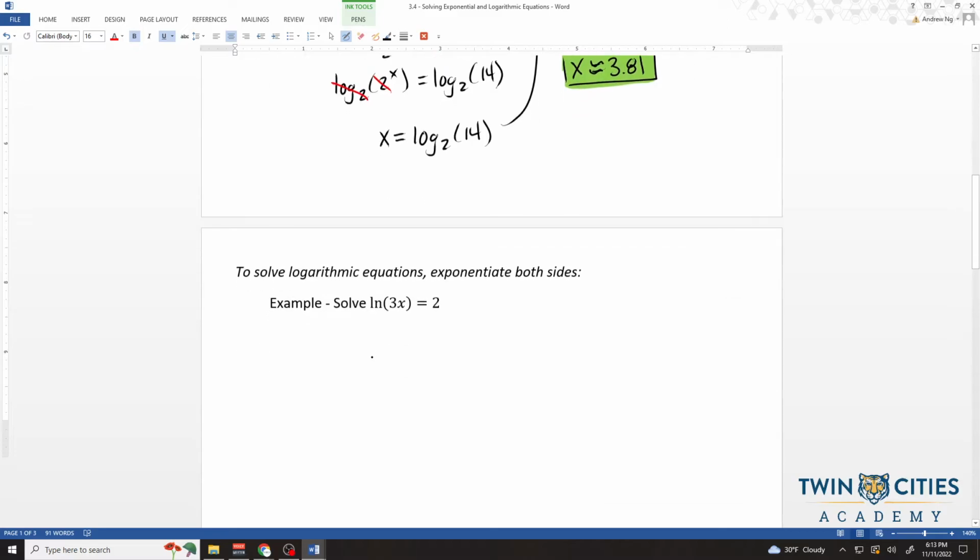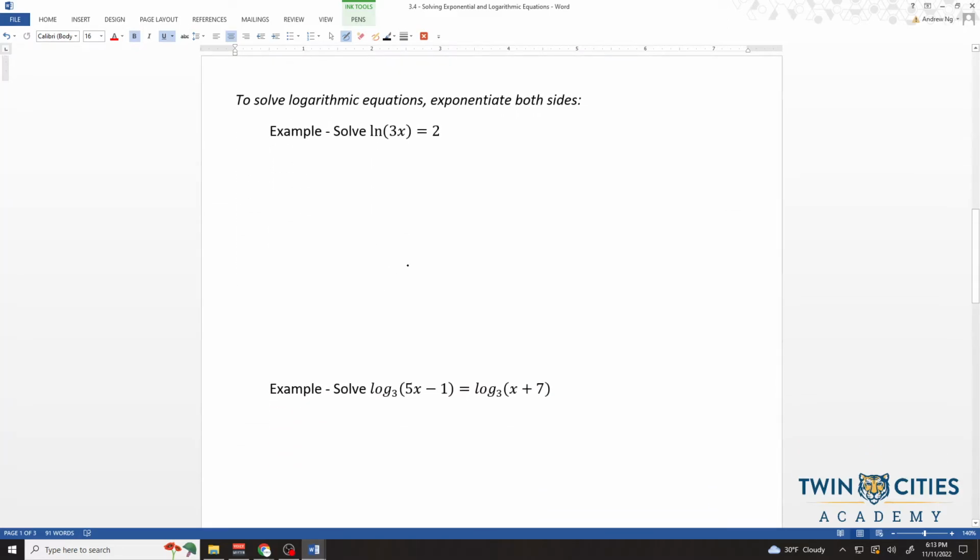What about problems like this where I've got a logarithm? Well, to solve a logarithmic equation, we're going to do something called exponentiation. We're going to exponentiate both sides. In other words, take both sides to some power here. So let's say I've got the natural log of 3 to the x equals 2. Now the natural log is base e.